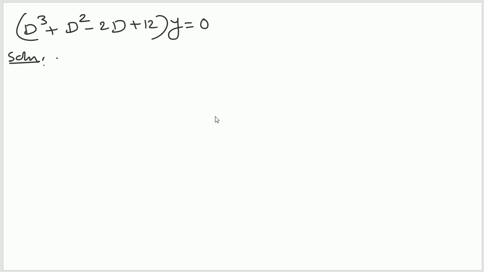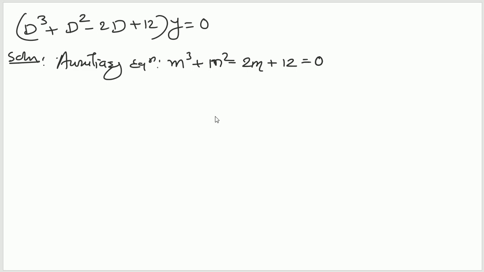Now the first step is to find its auxiliary equation, which is very easy. It is m cube plus m square minus 2m plus 12 equals 0. And next we have to find the roots. Before that, let us try to factorize it.